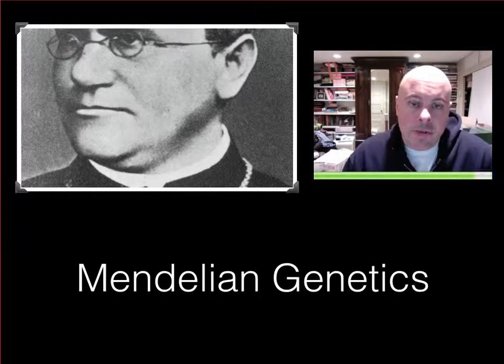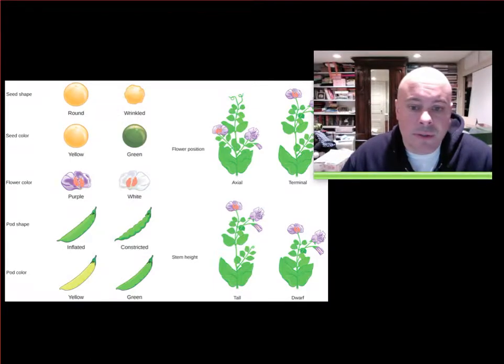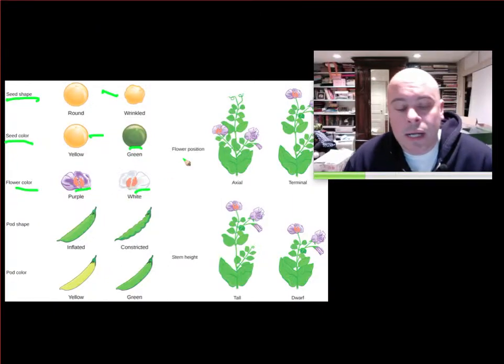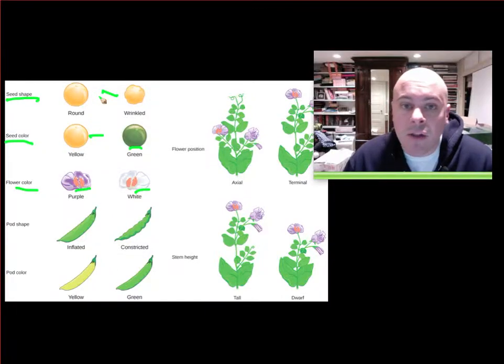When he studied this, he used pea plants, and pea plants were a great species to use. If we look at the pea plants here, we can see that for each characteristic, like seed shape, we have only two traits, round or wrinkled. If we look at seed color, we only have two traits, yellow or green. Flower color, we have only purple or white. So this is great because it's easy to follow what happens to each trait for the characteristic from one generation to the next.